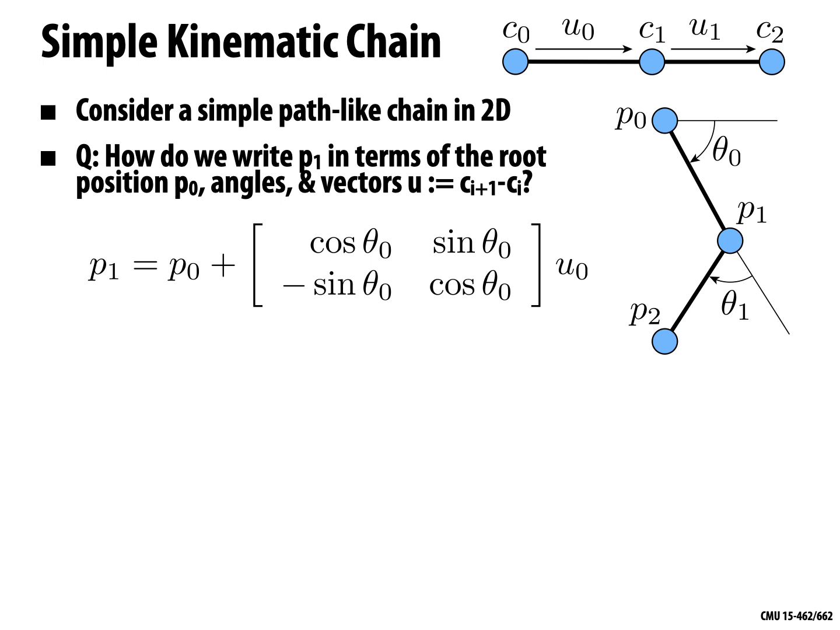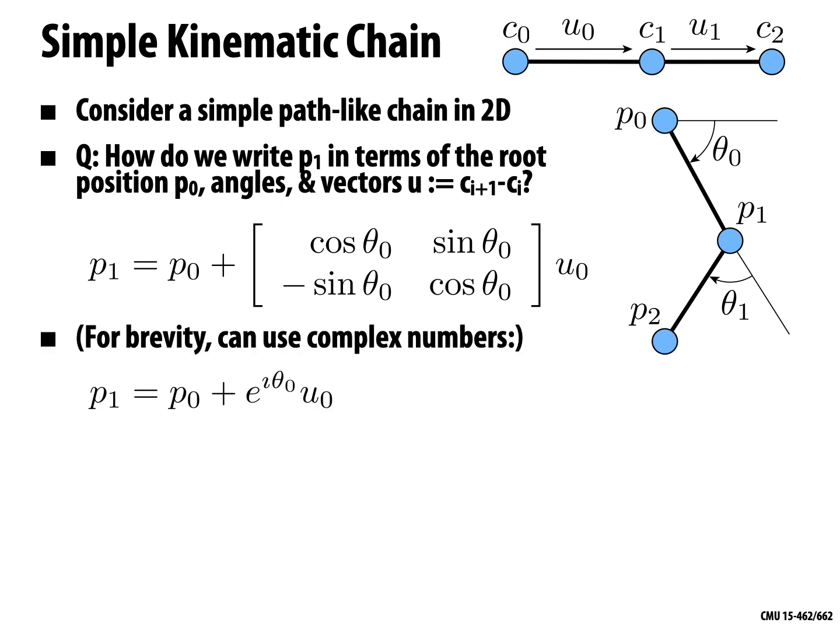Remember, we talked about how complex numbers are a really nice way to write down rotations. It simplifies conceptually a lot what's going on. We could just write this down as P1 equals P0 plus e to the i theta naught u0. What does this e to the i theta naught mean? It means nothing different from that rotation matrix. It just means a rotation by the angle theta naught. It's just a nicer expression.